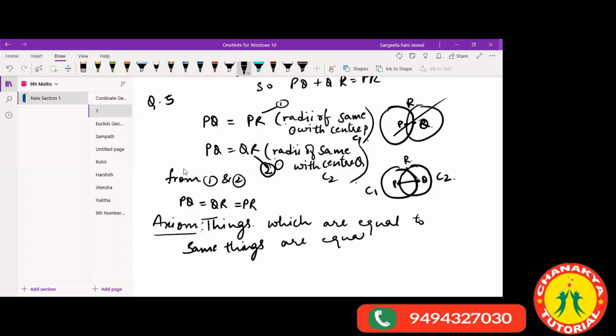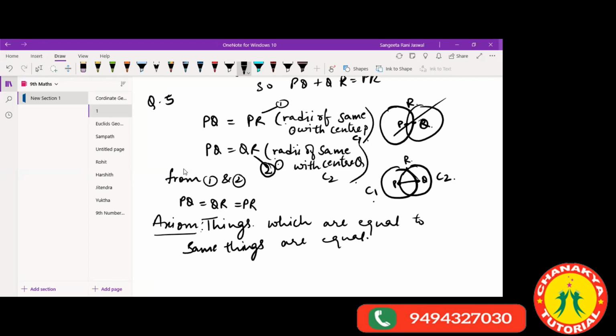Have you understood this? See here, P to Q. P to Q is the radius of a C1 circle, and from P to R is also a radius of C1 circle. So we can say PQ is equal to PR because they are radii of the same circle C1. Is the first part understood to you? Say yes or no. Yes, ma'am.